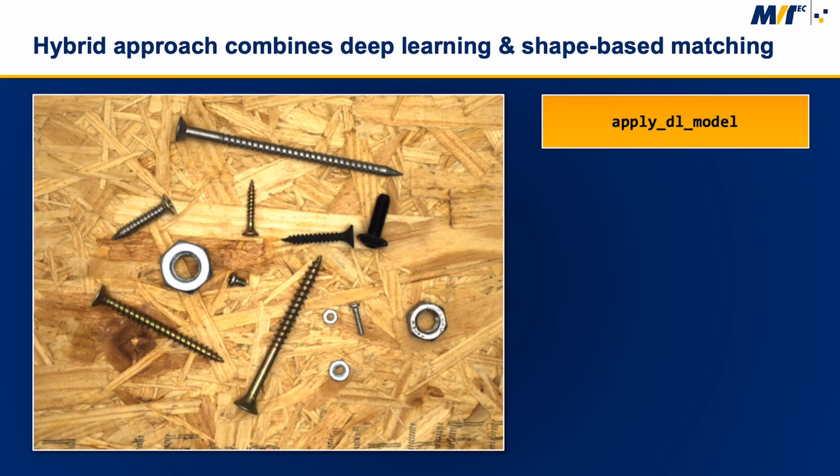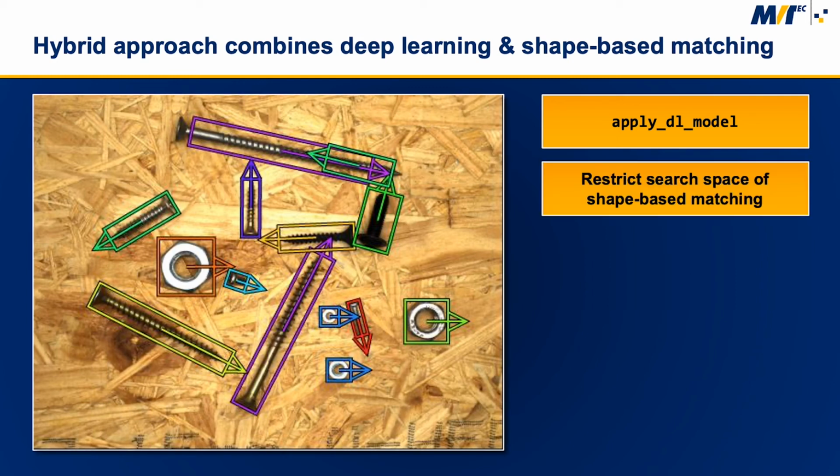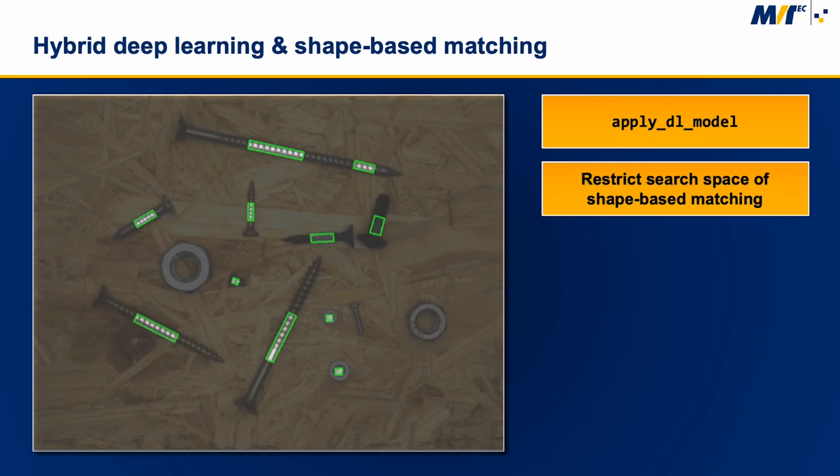So let's start with a deep learning model, just the one that we have seen before. So we see the same results as in the weakly supervised setting that we have seen before. So now we use these results to restrict the search space of shape-based matching. More precisely, we only apply fine shape models at the center or around the center of the screws that we have found with deep learning. And therefore, we can restrict the orientation, and also we don't have to search all over the whole image for each type of the screw.